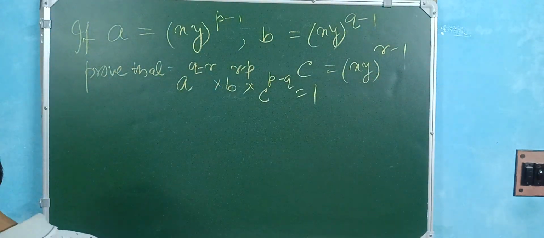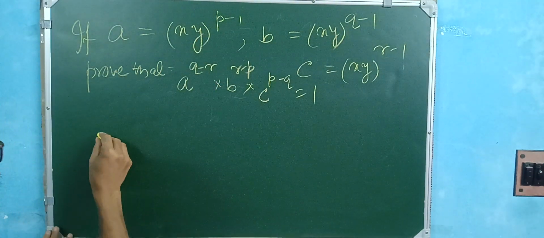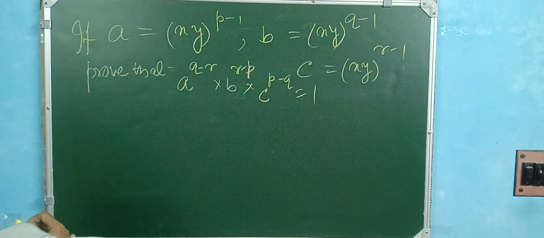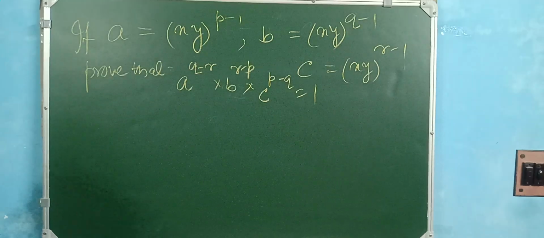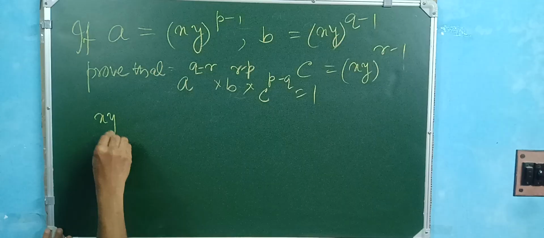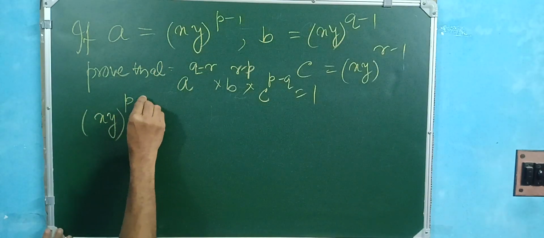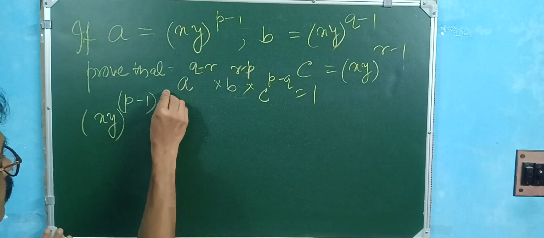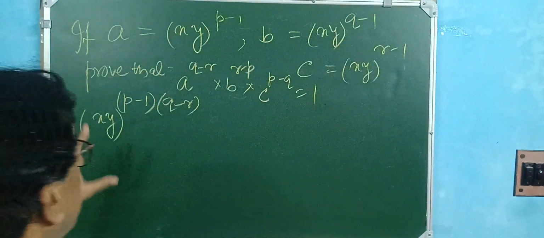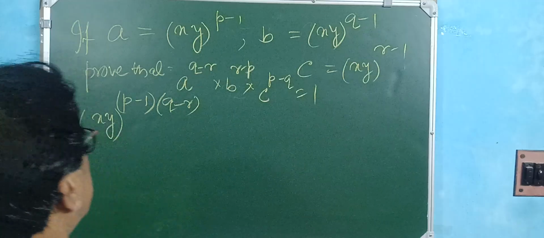Okay, so now in place of a you write this, prove that this. So in place of this, here is this a. So a is equal to xy to the power p minus 1 in bracket, and this is q minus r. You write in place of a just this, proving a to the power this. So in place of a you write this.